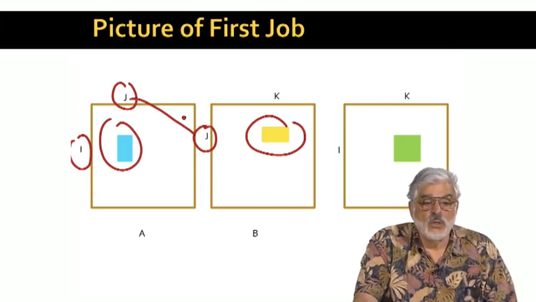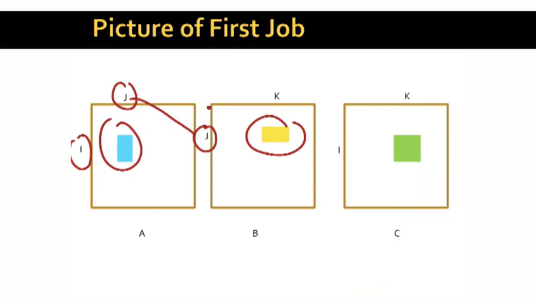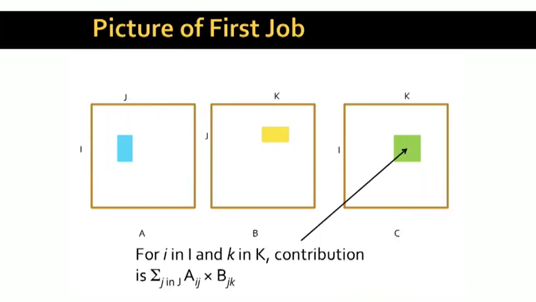And when we multiply the blue and yellow rectangles, we contribute to the outputs in the green square of the result matrix C. The green square has I as its set of row indices and K as its set of column indices. That is, what you get for the element in row i and column k of the result matrix C is the sum over all little j in the set of common indices of the two rectangles, that is the set J, of the product of Aij and Bjk.